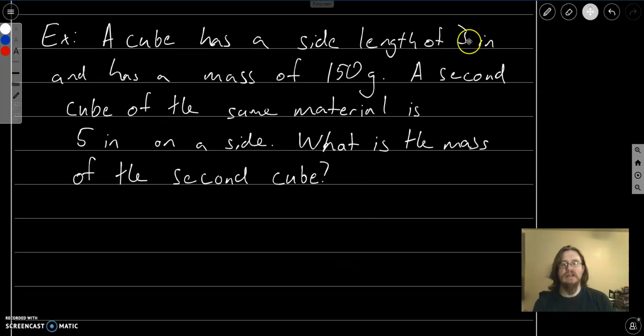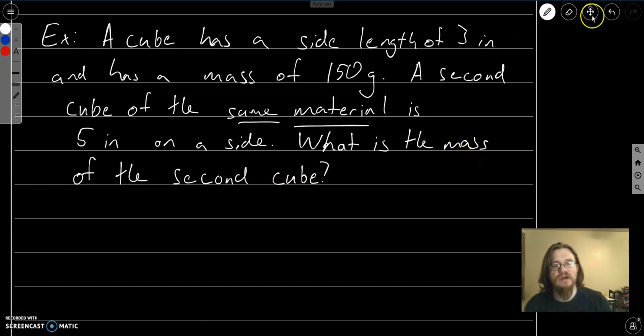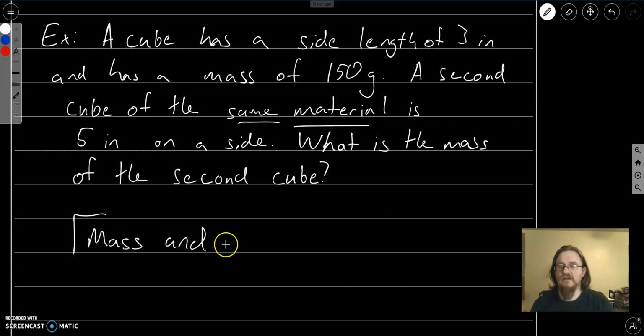A cube has a side length of 3 inches and has a mass of 150 grams. The second cube of the same material is 5 inches on a side. And what is the mass of the second cube? So the first thing that I really want to stress here is that mass and volume are proportional.